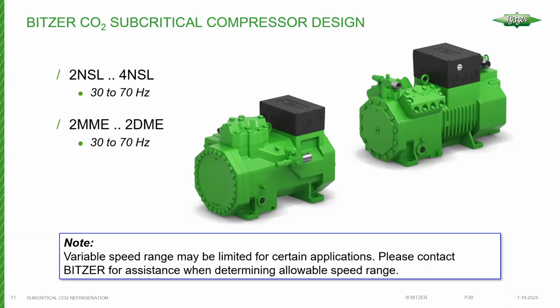As I mentioned before, all of the Bitzer compressors that have an integrated motor, so a semi-hermetic compressor, can utilize a VFD. It's optional. You use a VFD for capacity control. In this case, for the standard subcritical compressors from the 2 NSL up to the 4 NSL, which is the 4-cylinder, approximately 30 horsepower or so, 30 to 70 hertz is the standard range. And then with the ME series, also 30 to 70 hertz.